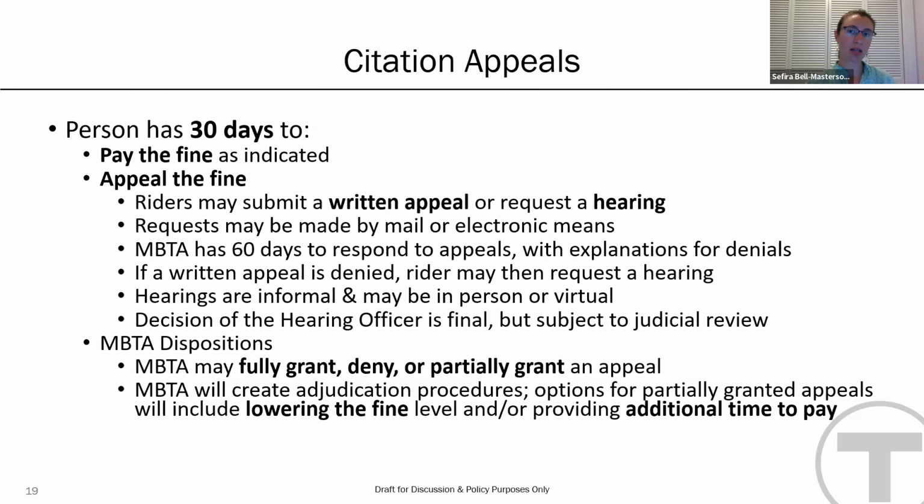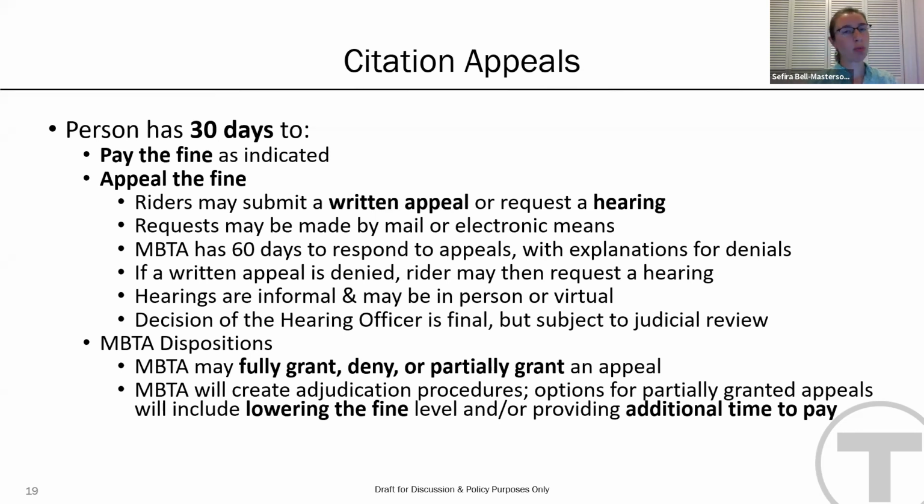You can pay a fine online, you can request a hearing online and actually look at the slots available to do so, or you can make those requests by mail. You'll also be able to call our team to make those requests if phone is your preference for scheduling. The T then has 60 days to respond to appeals, and we'll give you an explanation if we're denying your appeal. And if a written appeal is denied, then you can go ahead and request a hearing.